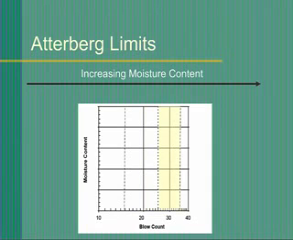If the number of blows is less than 15 or greater than 35, then the soil is too wet or too dry. Do not record the data. Adjust the moisture content of the sample and try again.